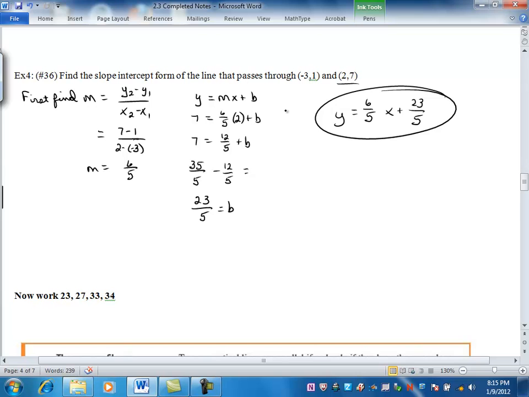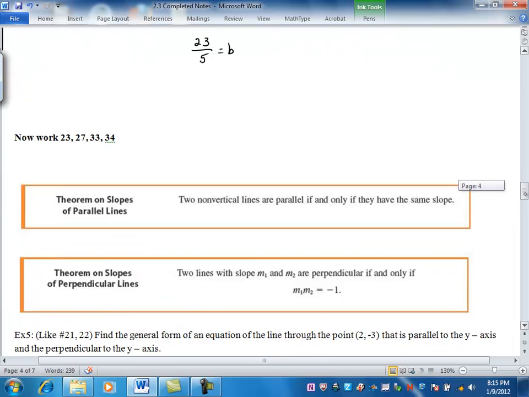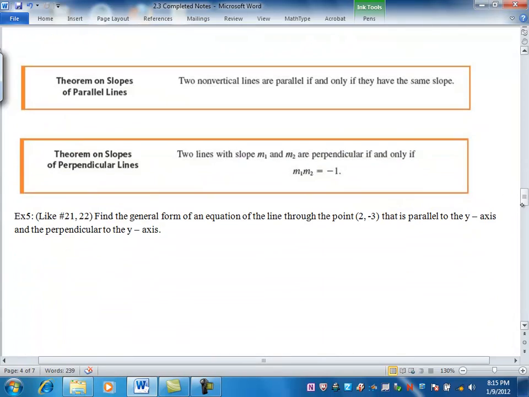And now, very similar to these, problems 23, 27, 33, and 34, please. Of course, if you have questions, bring those in. Two lines are parallel if their slopes are the same. They are perpendicular if their slopes multiply to give us -1. Another way to think about that, we can say m1 and m2 are opposite reciprocals.